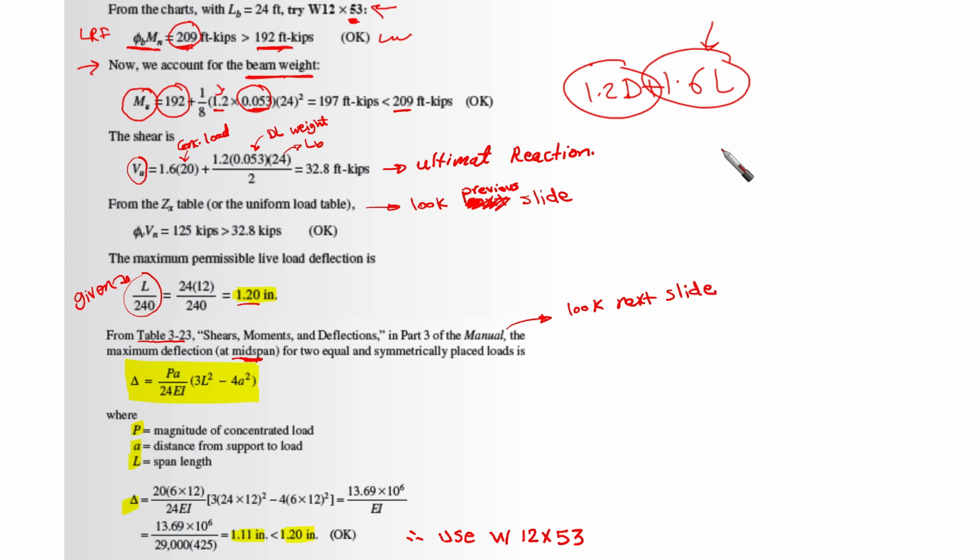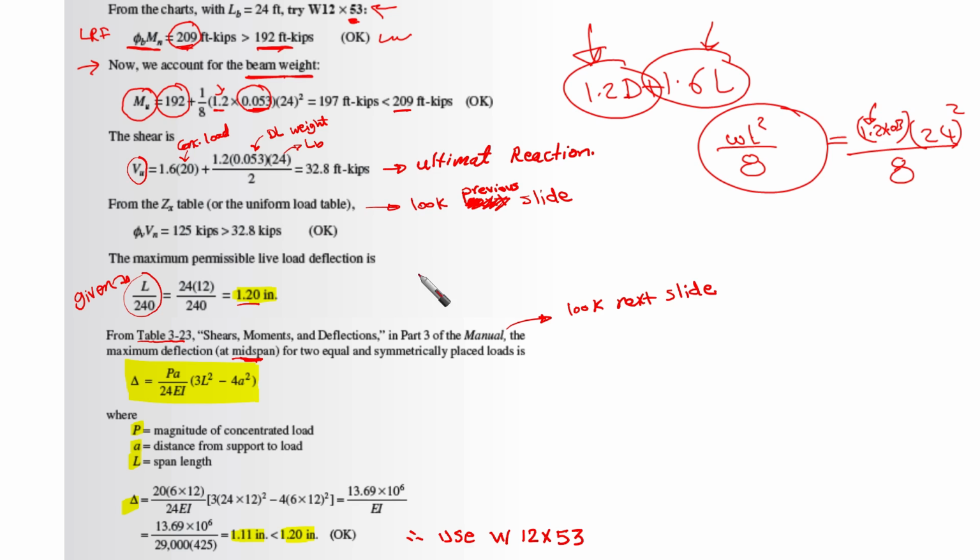And then 1 over 8, it is simply WL squared over 8. So here our L is 24, so it is 24 squared. W is going to be 1.2 times 0.053, the weight of the beam, over 8. This is what we have done here. So remember 1.2 is for the load combination. Okay, then we're going to check. We found that it gives us 197 foot-kips, which is less than the available strength that we already got from the curve, which is 209. Then it's okay for us.